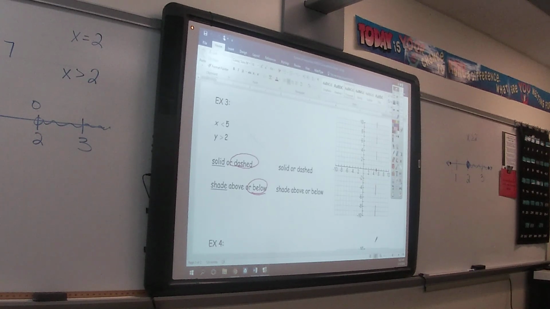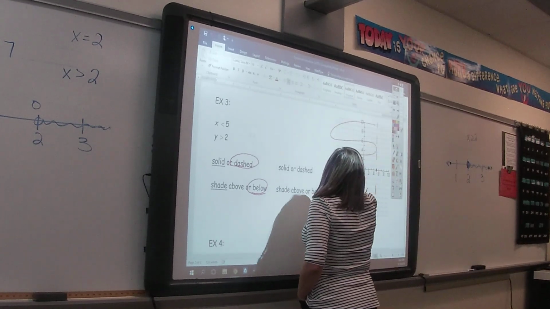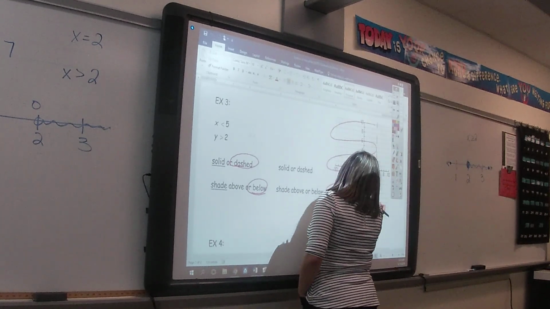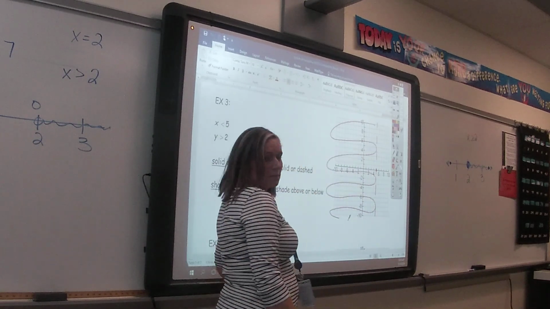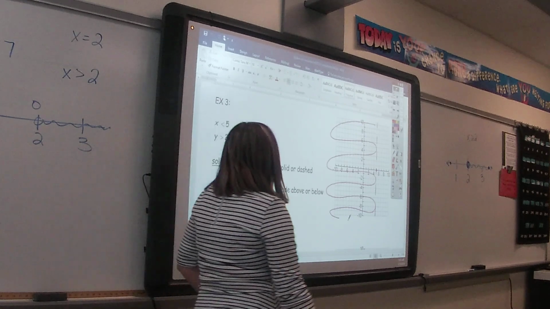Which way am I going to shade? What is below for this line? It's going to be on the negative side, on the left. All the way across the graph, up to the line. And then for y, it's going to be dashed still, but it's going to be above.